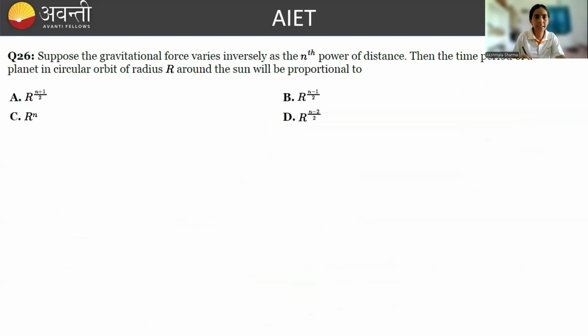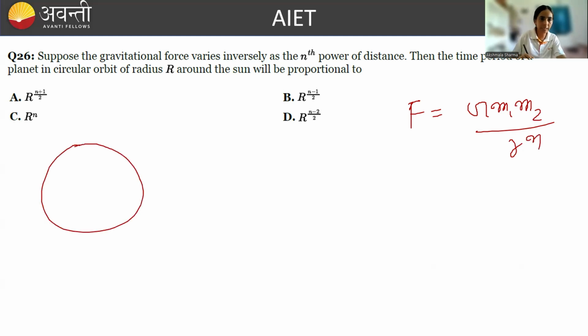Now, suppose the gravitational force varies inversely as the nth power of distance, then the time period of a planet in circular orbit. So suppose we are writing gravitational force as G m1 m2 by r to the power n. If there is a planet's orbit, suppose this is your planet and it is going round and round like this. Here suppose there is a sun and in between the force is acting, the gravitational force. This force will act as centripetal force.